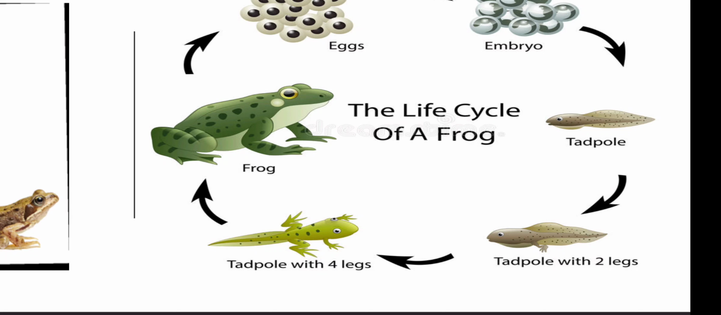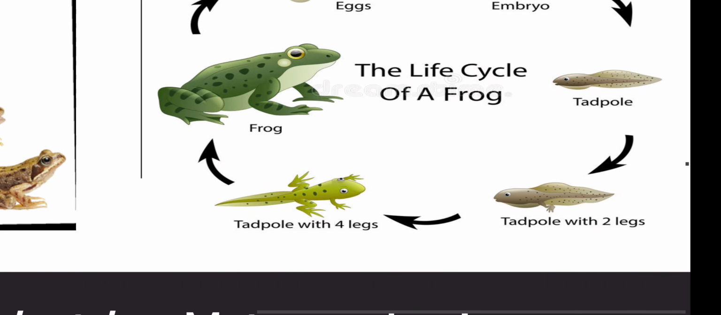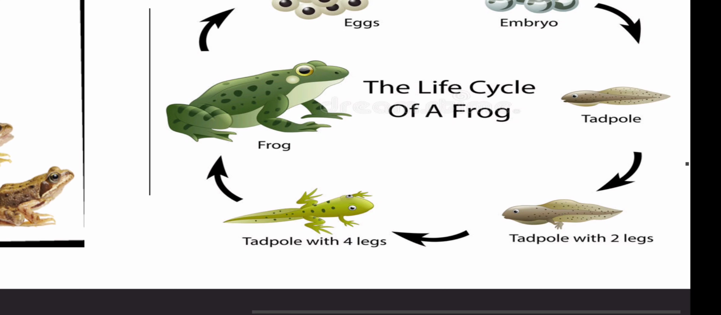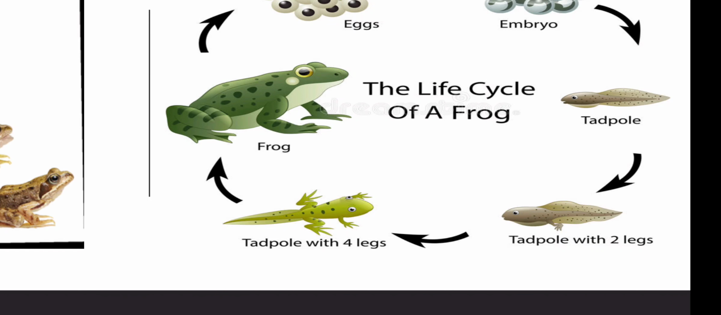Okay, the economic importance of frog. The frog is an important animal in the food chain. It helps to maintain our ecosystem, so frogs should be protected. It feeds on insects and reduces the insect population which causes damage to our crops. Frogs are beneficial to man since they feed on insects and help in reducing insect pest population.